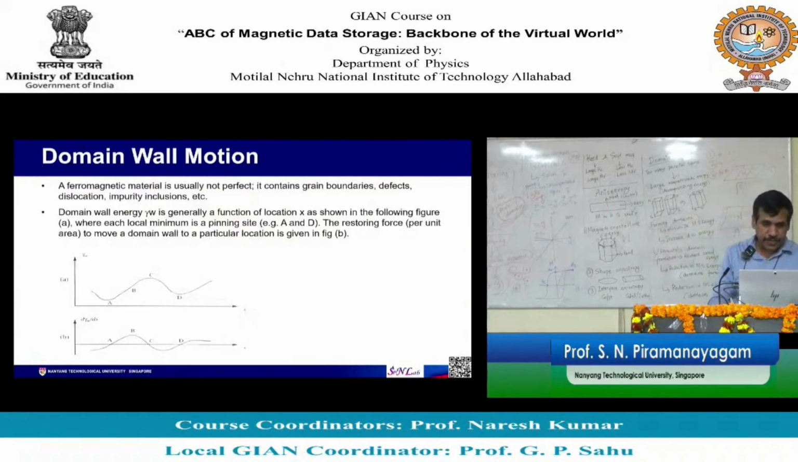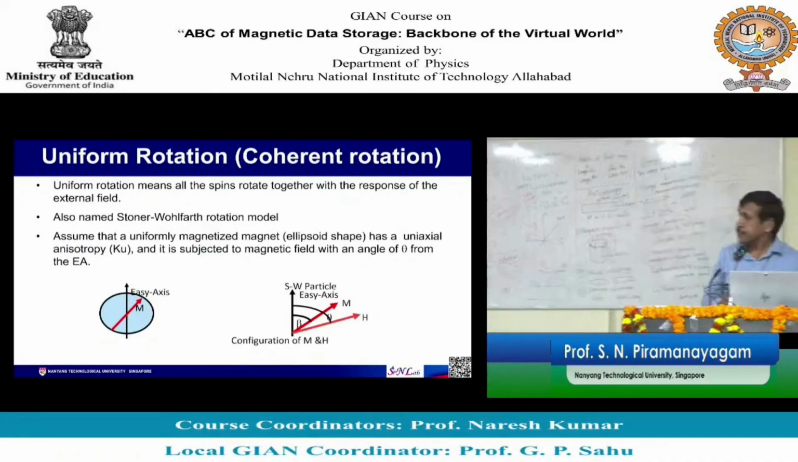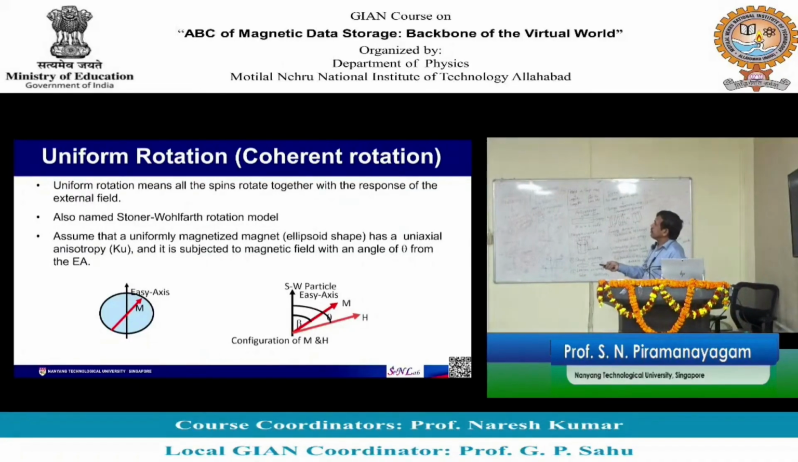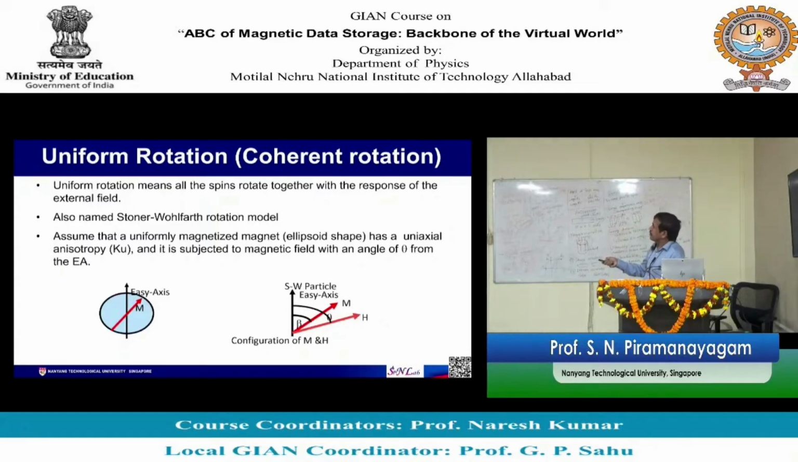So this kind of reversal mechanism was proposed by two scientists, Stoner and Wohlfarth. So we call it the Stoner-Wohlfarth reversal mechanism, or people also use the words coherent rotation, uniform rotation, and so on. What is the meaning of coherent rotation or uniform motion? We have one single domain. Within that single domain there are several spins. When you apply a magnetic field, all these spins will rotate together.